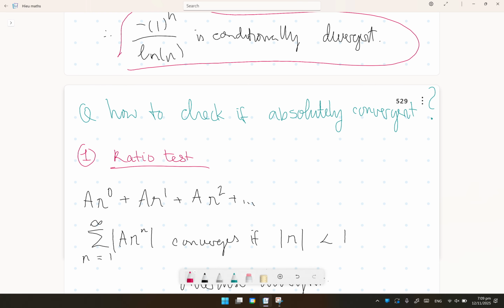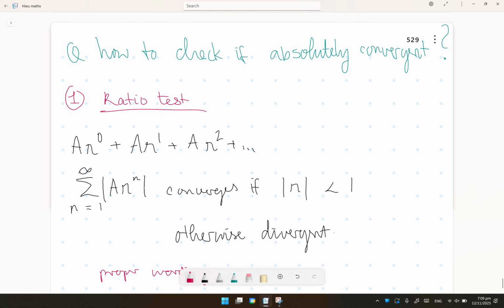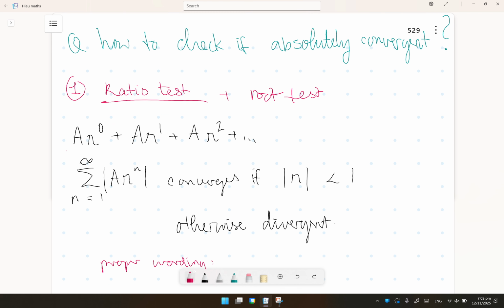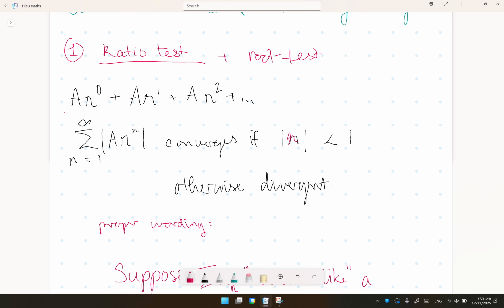There's a few more tests that we need to know for absolute convergence, something called the ratio test plus the root test, and I'll show you what the root test is later. Basically, these stem from the idea of geometric sequences. So if you have an alternating series that functions almost like a geometric sequence, then we can just find one where the r is less than 1, and then we know that it's convergent, right?